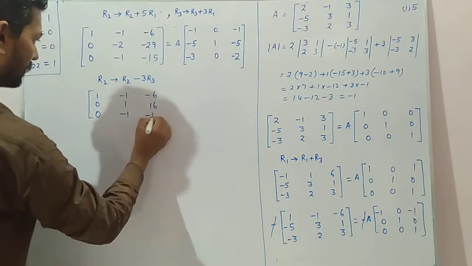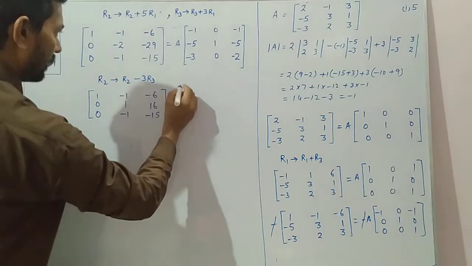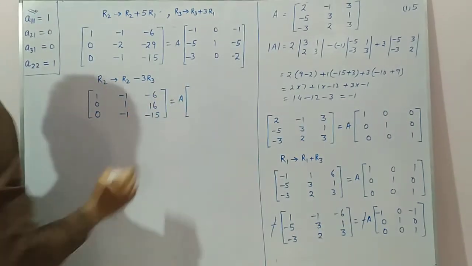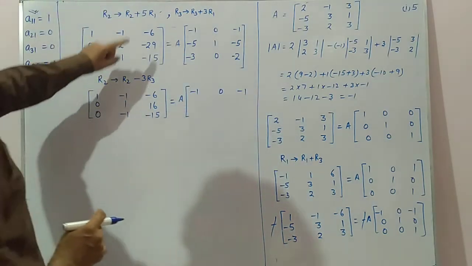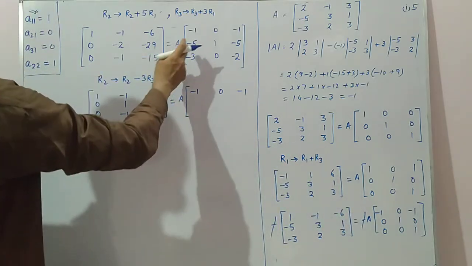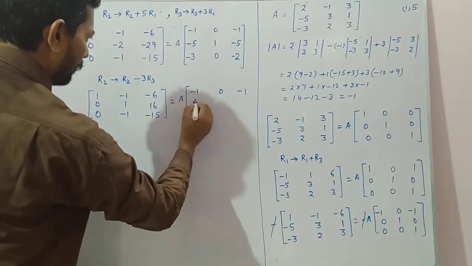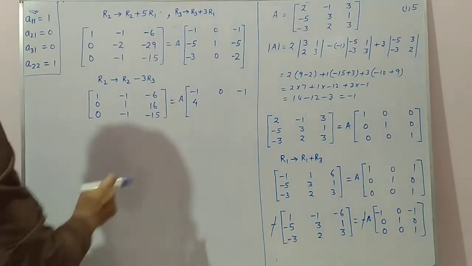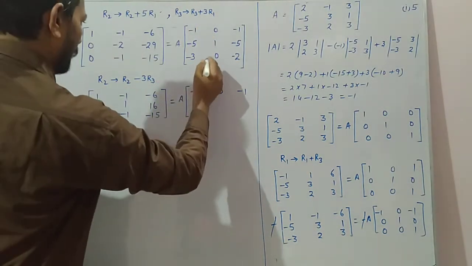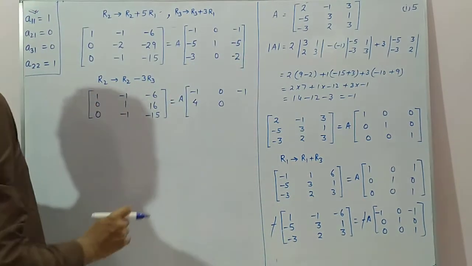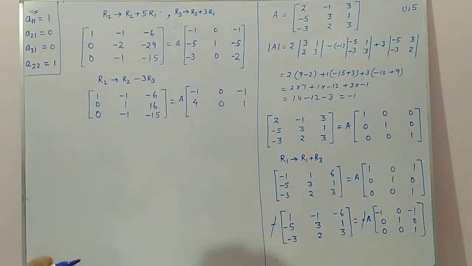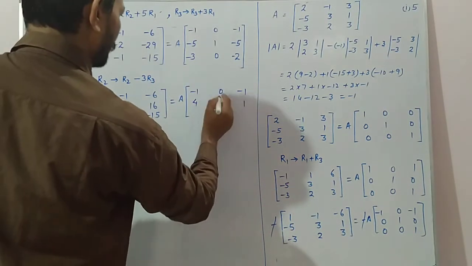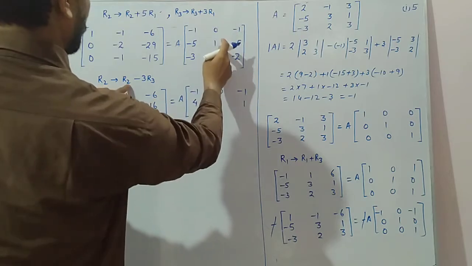0 minus 1 minus 15, equal to A. On the right hand side, minus 1, 0, minus 1. R2 changes to R2 plus 3R3. So minus 5 minus 1 plus 9. Minus 5 plus 9, 4. And this one is 1. Minus 3, rather, is 0. Minus 5 plus 6, that is 1. Okay. And this one is 1. R2 plus 3R3. Okay.